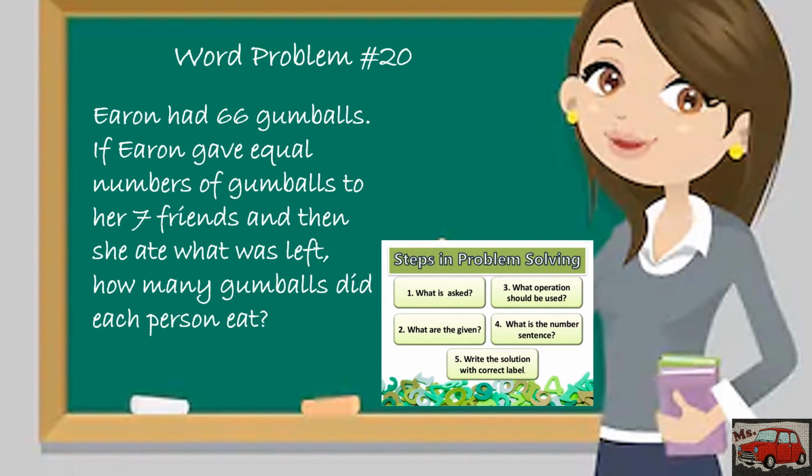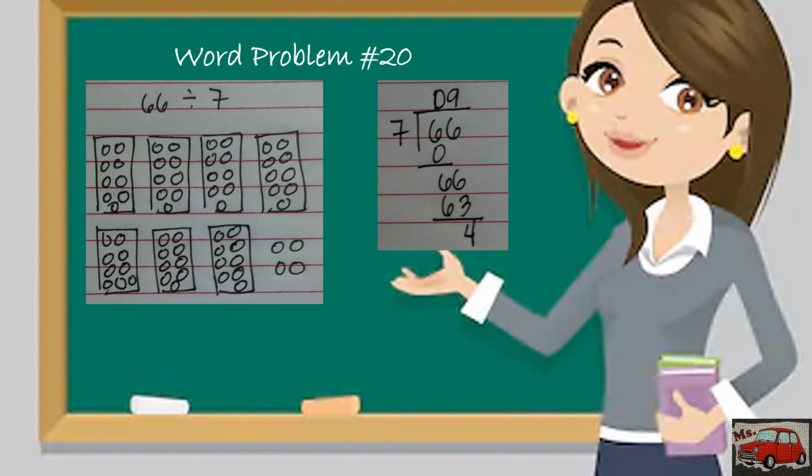Then let's solve. Alright, so we have here 66 gumballs na hatiin sa 7 na kaibigan ni Aaron. Alright? So, pag hinati yung gumballs, dapat equal. Okay? So, bawat isa makakatanggap ng 9 na gumballs.